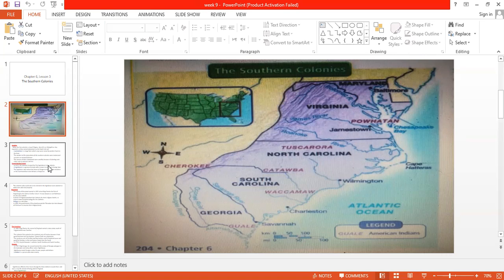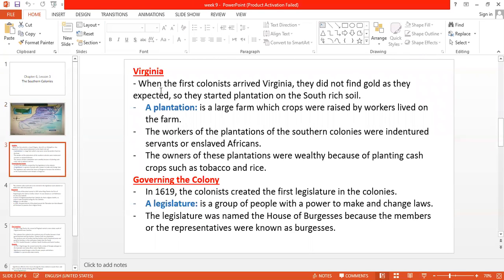This one is here. Okay, so listen, guys. When the first English colonists arrived in Virginia, they didn't find gold. You know that the English colonists arrived in America in the beginning searching for gold, but they didn't find gold as they expected. So they started plantations. Plantations here means what? Plantations means the big farms, the large farms where crops were raised. Why did they start plantations?